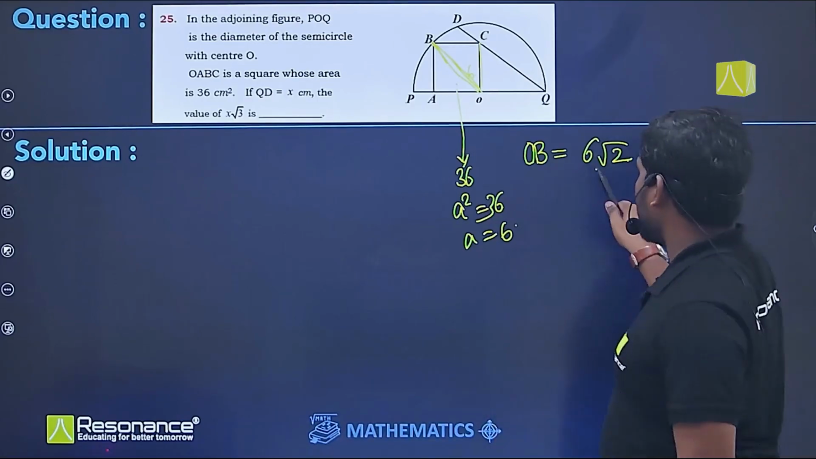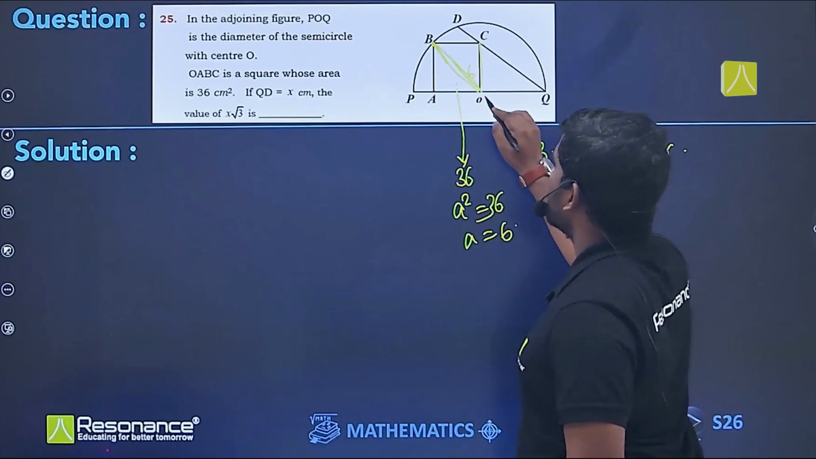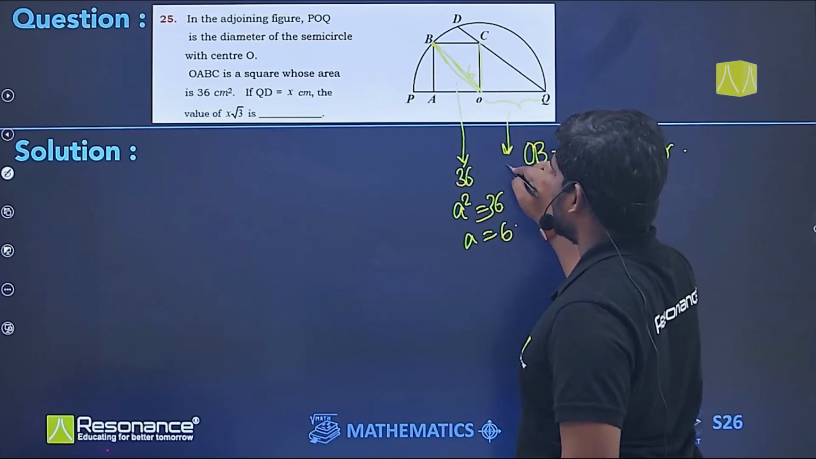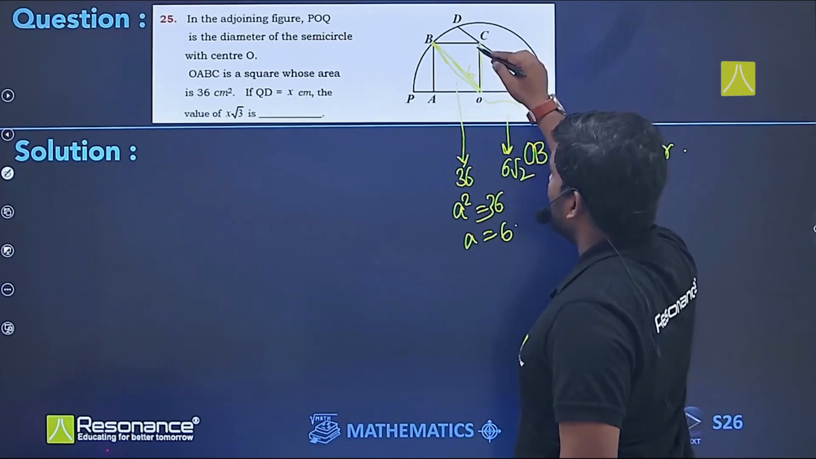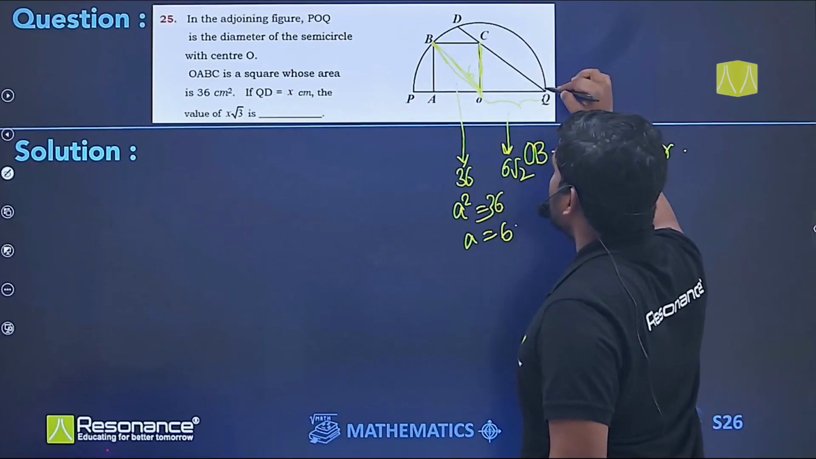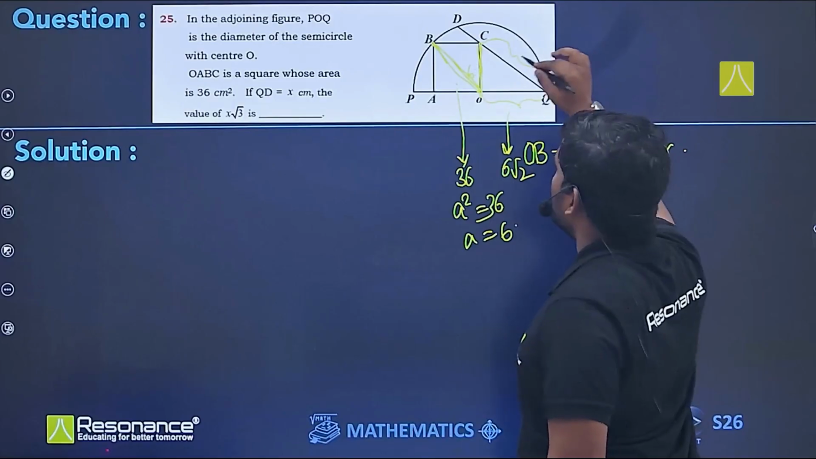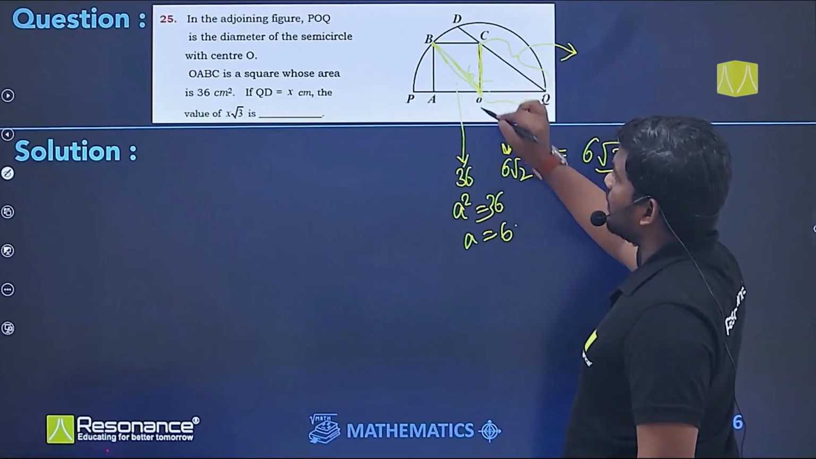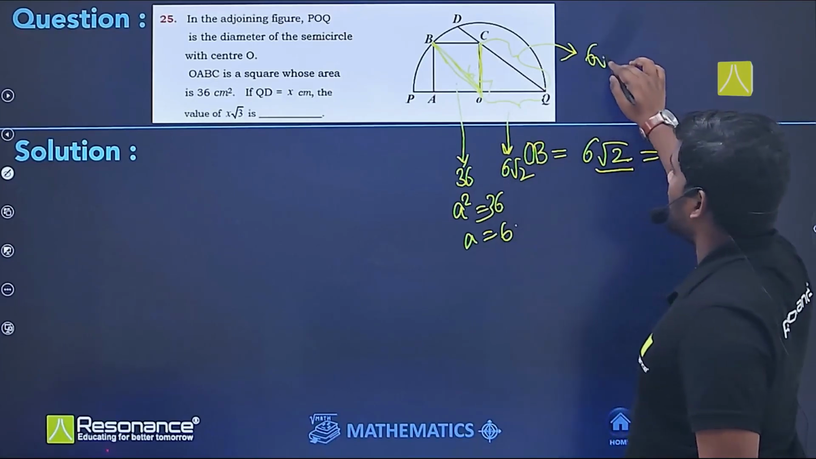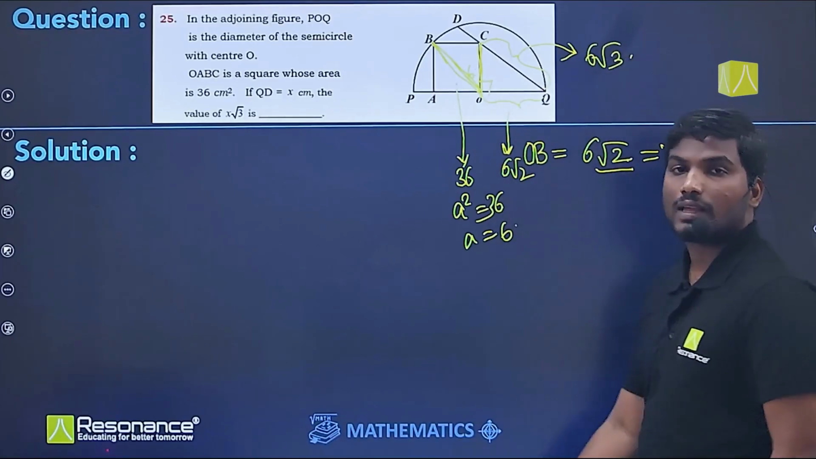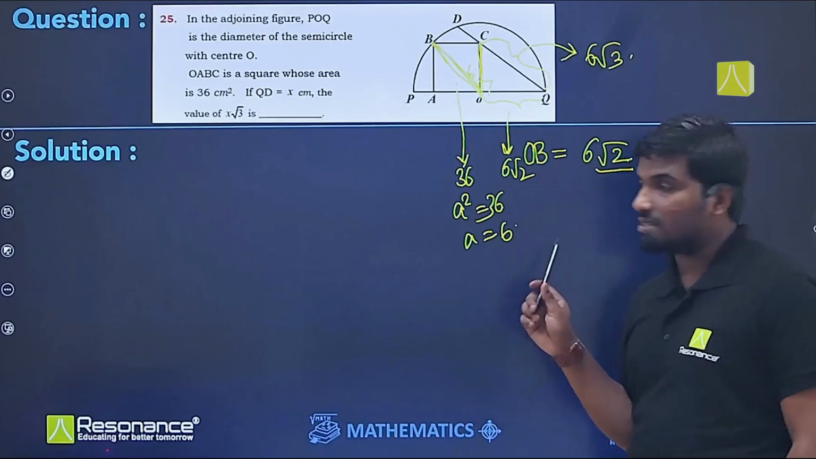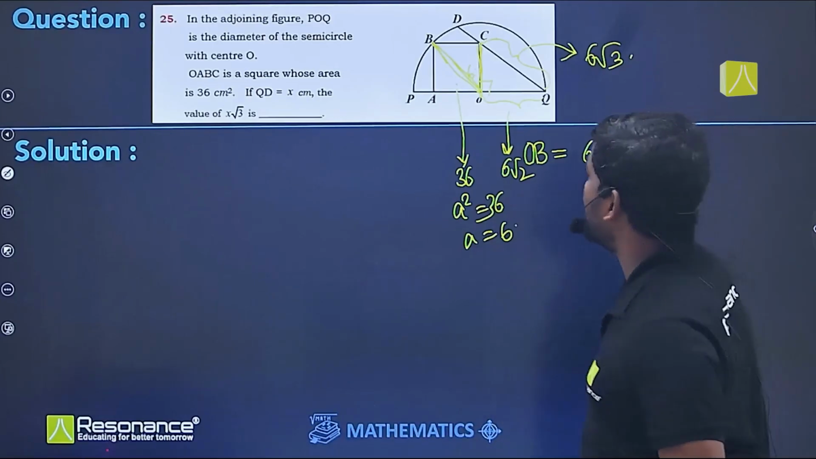and OB is also the radius. So OB is the radius, which is 6 root 2. So OQ is 6 root 2. OC is 6. So QC would be by Pythagoras, so that's 6 root 3. Now OC is 6, since QC is 6 root 3.